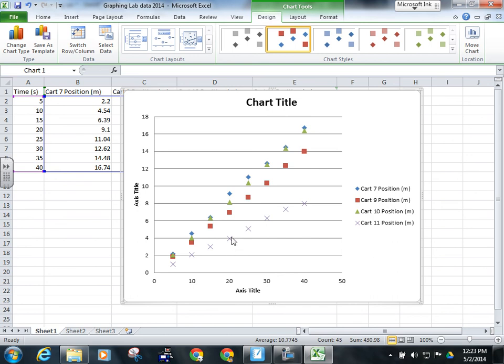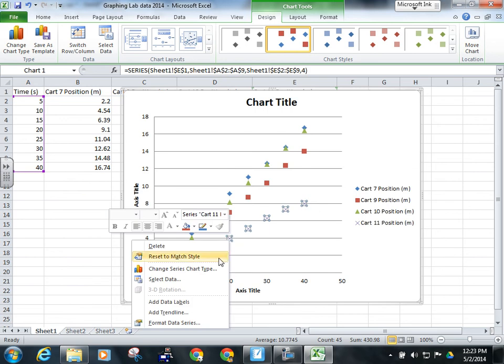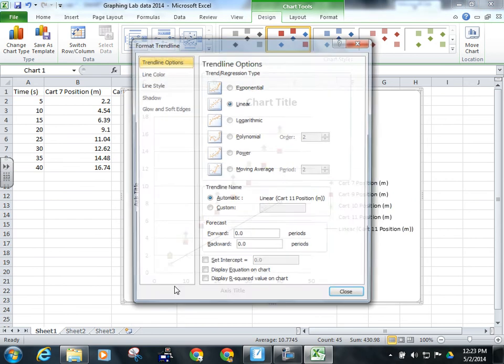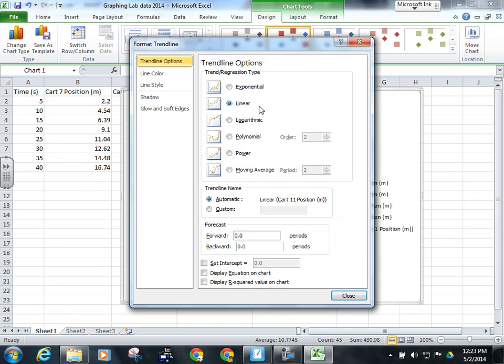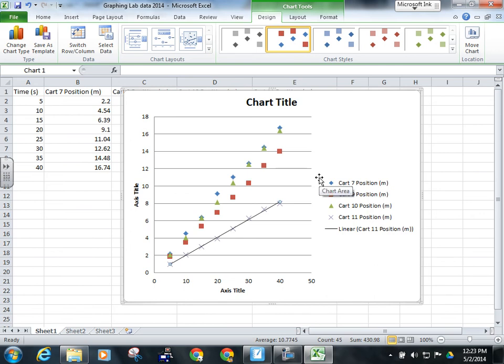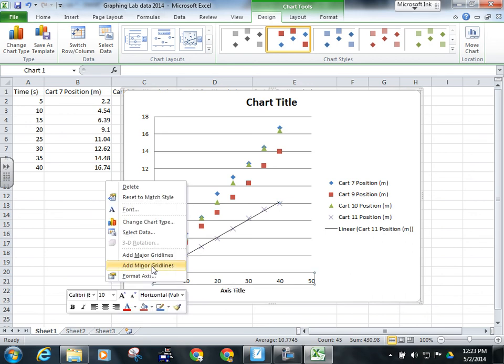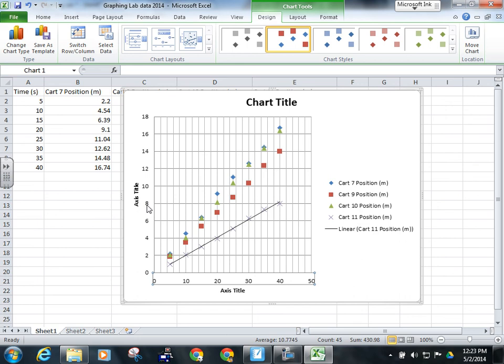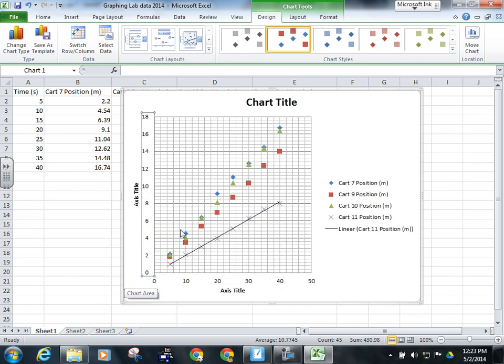Now remember, if you want to put the best fit line on there, which you have to do for each cart, you right-click on one of the points and it highlights them all, and then you choose Add Trendline. We've already said that this is a linear graph, so that's already checked off. Hit close, and boom, it draws the best fit line for those points. Then you'll put in the grid lines. You do those by going down to the axis and right-clicking on it, and then add minor grid lines. Same thing for the y-axis. You'll have all the grids in there.